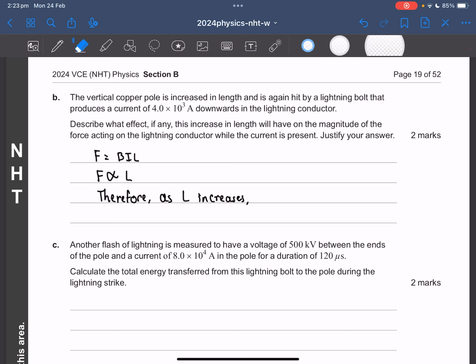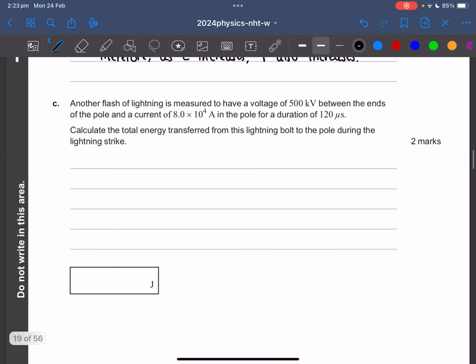Well, F also increases. Okay. Another flash of lightning is measured to have a voltage of 500 kilovolts between the ends of the pole and the current in the pole for the duration of this. Calculate the total energy transferred from this lightning bolt to the pole during the lightning strike.